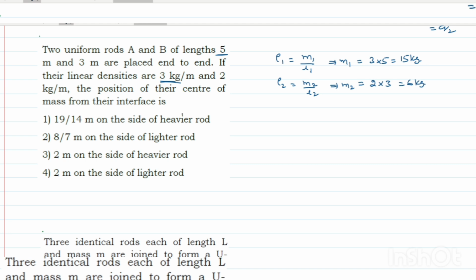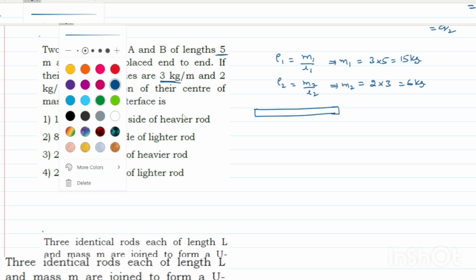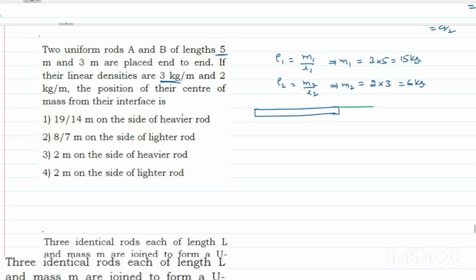Now let us take, students, here two uniform rods are given. One rod length is given as 5 meter. One more rod is given as 3 meter. Here you can detect this is the 5 meter rod, and here this is the 3 meter rod. Now we calculated the first mass will be 15 kg, and the second one it's given as 6 kg we calculated.